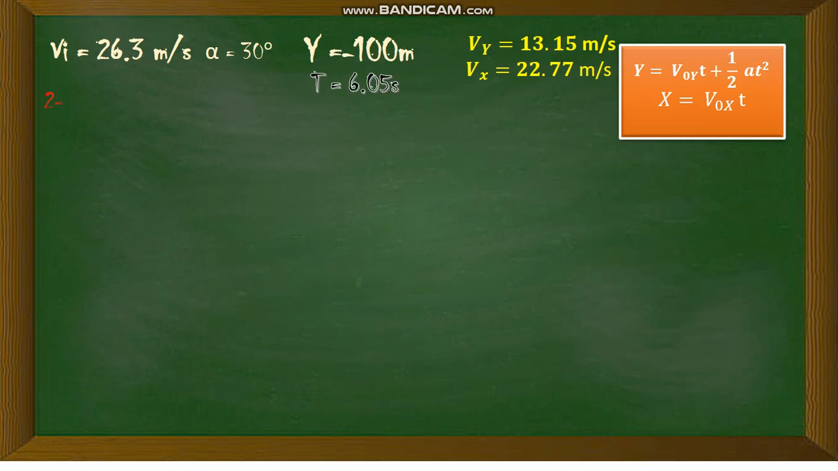The second question required the distance covered. We will use the parametric equation along the x-axis, which is x equals v0 cosine alpha times t. Substitute the given and we get the distance equal to 137.75 meters.